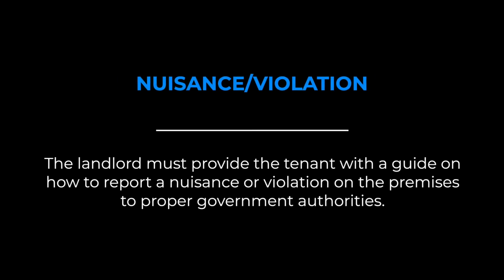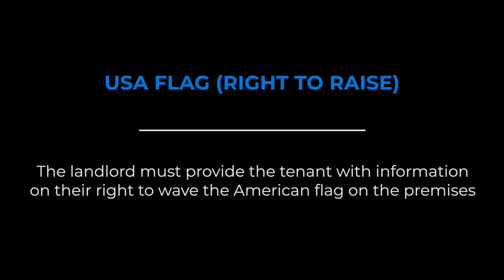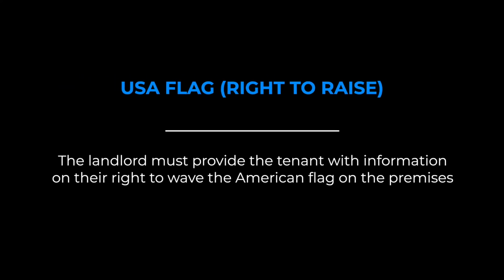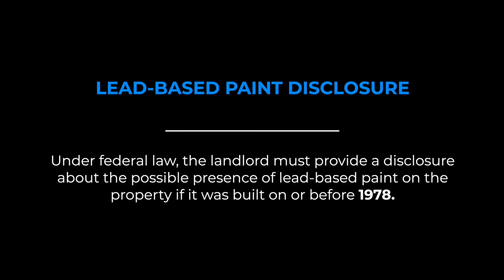Nuisance violation. The landlord must provide the tenant with a guide on how to report a nuisance or violation on the premises to proper government authorities. USA flag right to raise. The landlord must provide the tenant with information on their right to wave the American flag on the premises. Lead-based paint disclosure. Under federal law, the landlord must provide a disclosure about the possible presence of lead-based paint on the property if it was built on or before 1978.